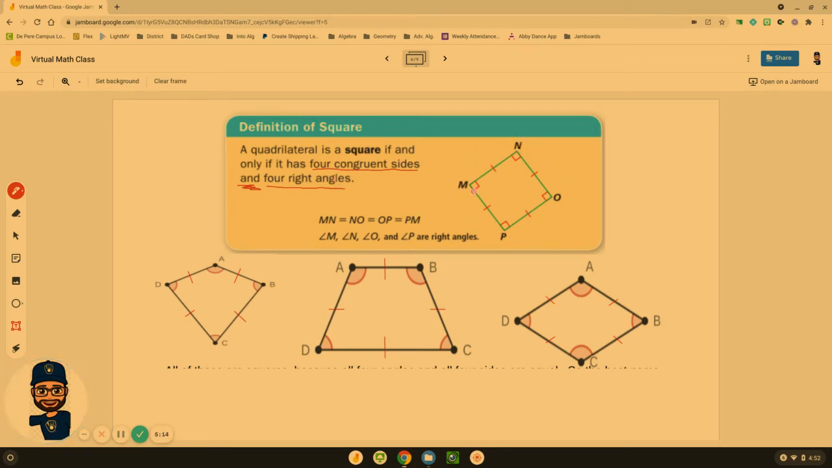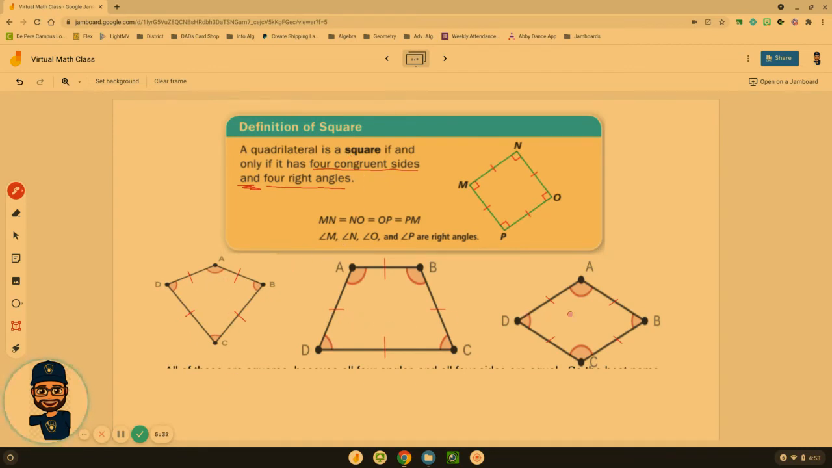So now we need both 4 congruent sides and 4 right angles, which is what you will see in this diagram up here. I've got 4 right angles. I've got 4 tick marks that show all 4 sides are definitely congruent, or the same. So that's what makes it a square. Very unique. A square is technically a cross between a rhombus and a rectangle because of those properties.